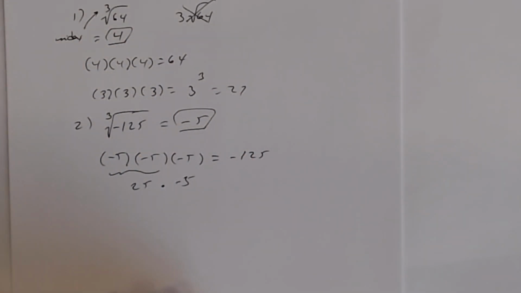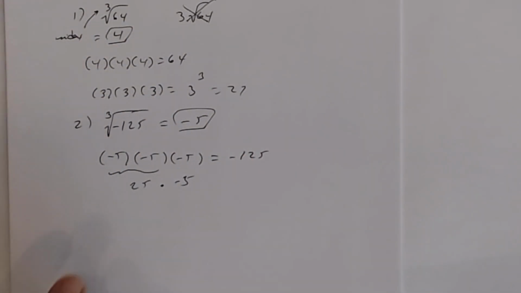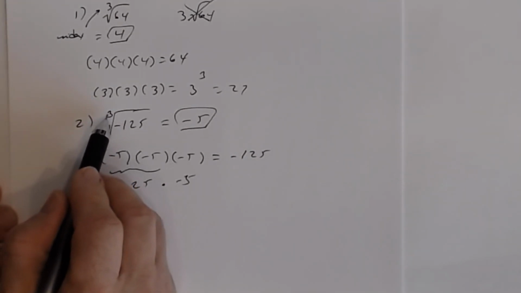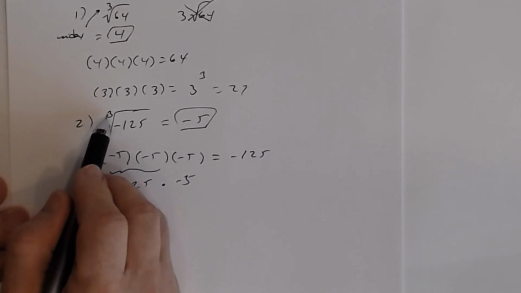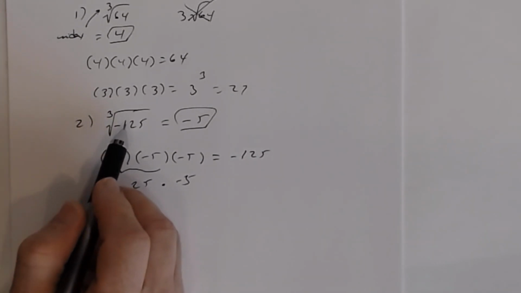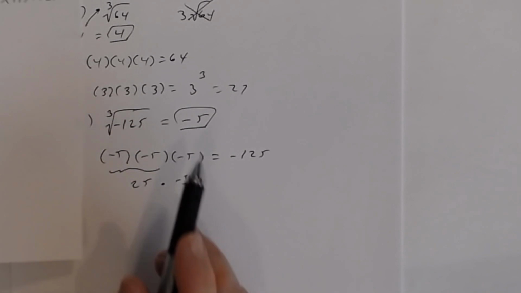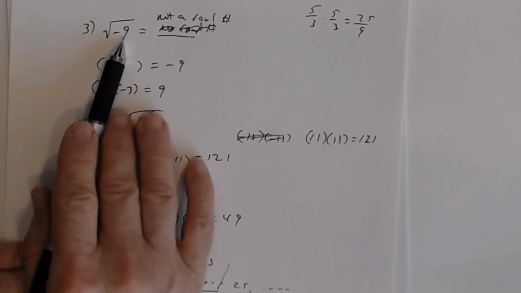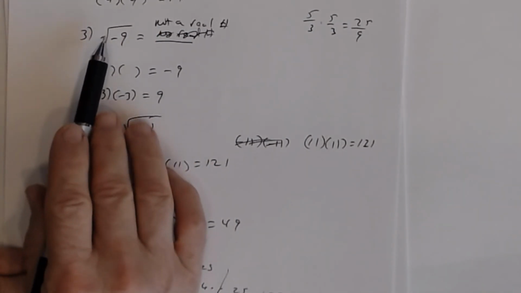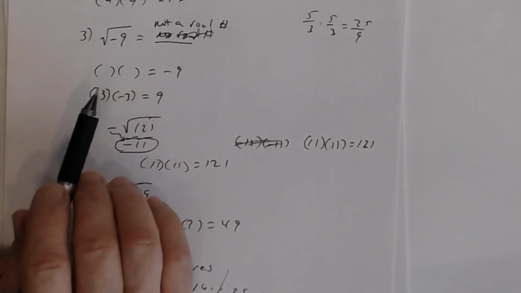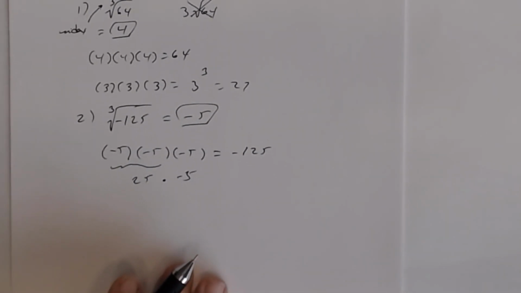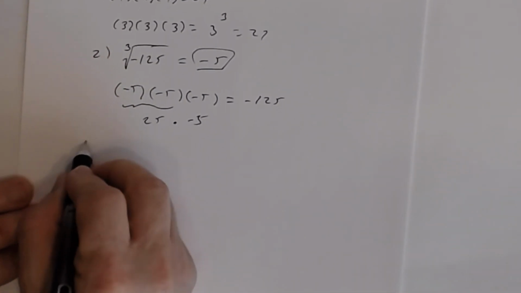And there's your answer. See how the index is odd? The index is odd, so you can take the odd root of a negative number and get a real number. You cannot take the even root of a negative number and get a real number. It's going to not be a real number. So if this was 4th root, 6th root, 8th root, you would still say not a real number. Okay? All right, let's look at number 3.